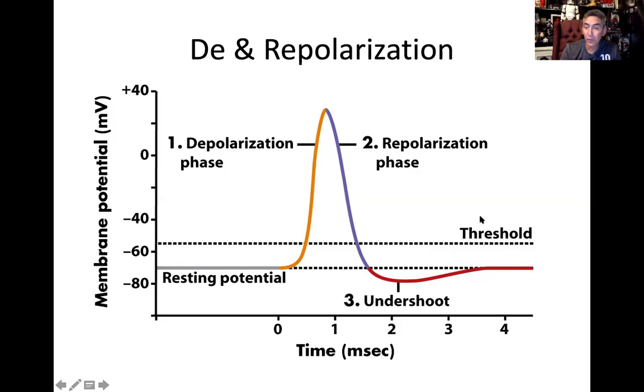The idea of threshold: in order for our gates to open, our sodium channels, our calcium channels, our potassium channels, we reach a certain level of depolarization. That's going to be our threshold. So we slowly start to go towards positive, we reach a certain level of threshold that opens up the gates, and our positive charges flood in. So depolarization, then repolarization, and that's the vocabulary we're going to use in this section.